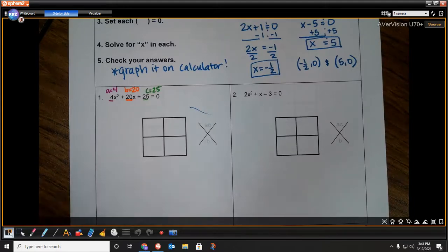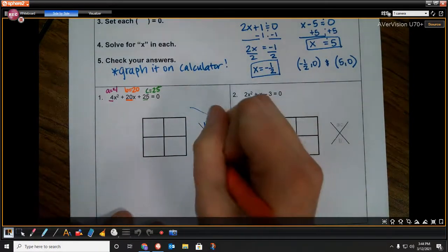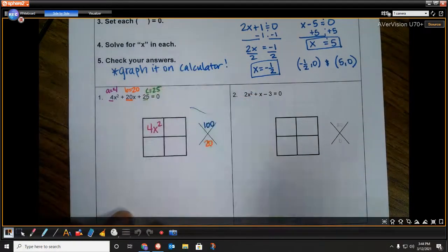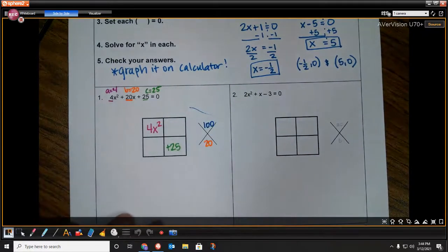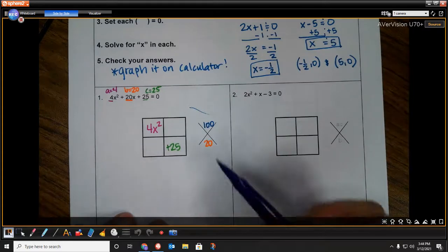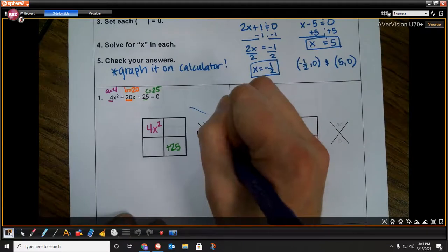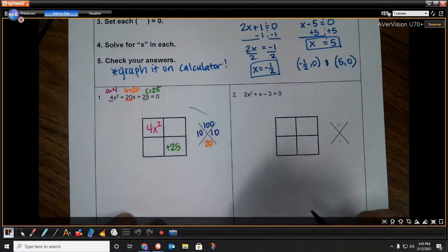So a times c would be 4 times 25, which is 100. And then my b value is 20. Oh, but before I get too far, I like to fill in my first term, 4x squared, and then plus 25. So we need to just think about how we're splitting this middle term here. And so when we do that, we can think, okay, what two numbers multiply together to give me 100 but add up to get 20? Well, that's actually not too bad. It's going to be 10 and 10. Because 10 times 10 is 100, but 10 plus 10 is 20.